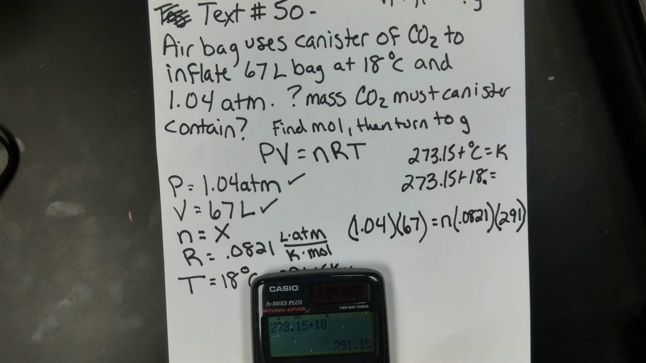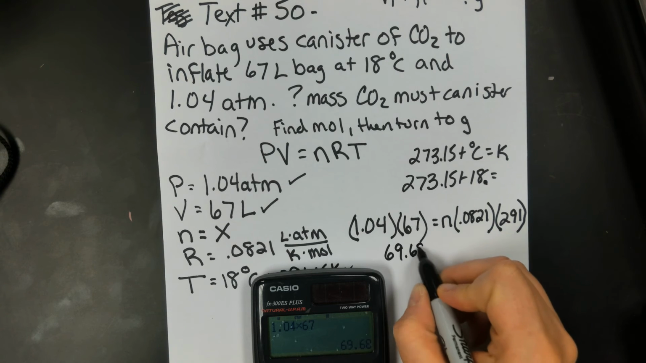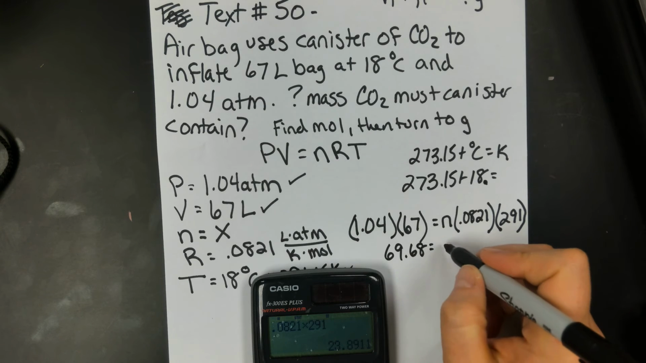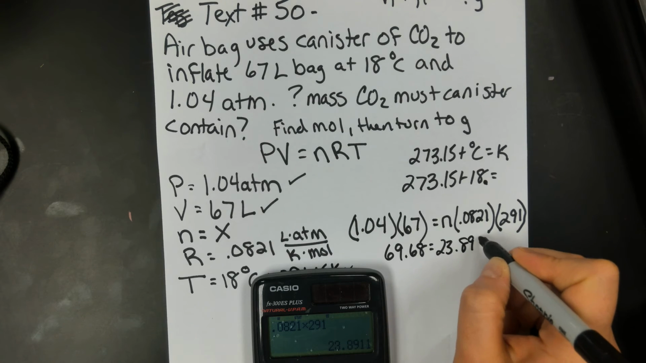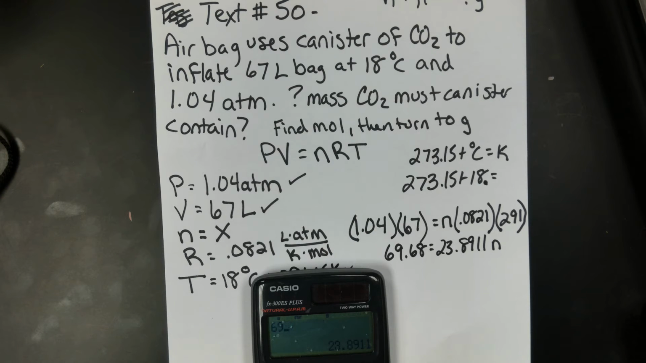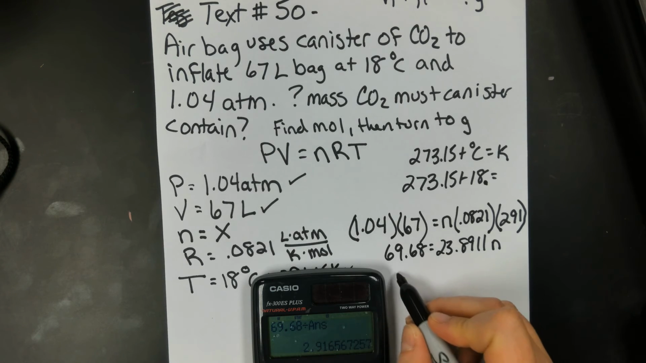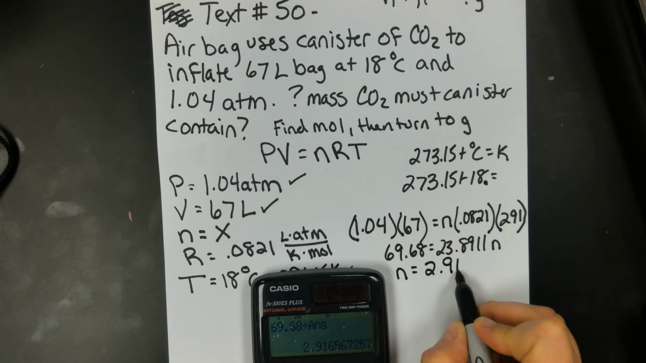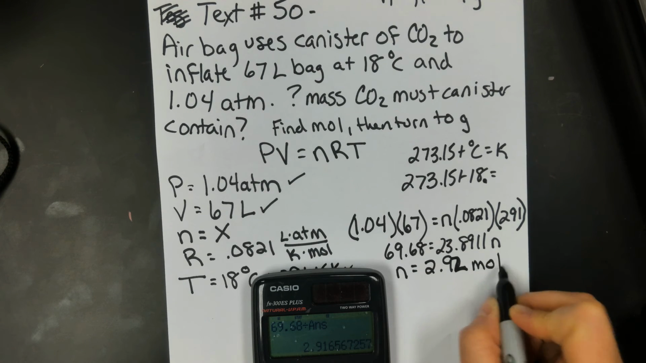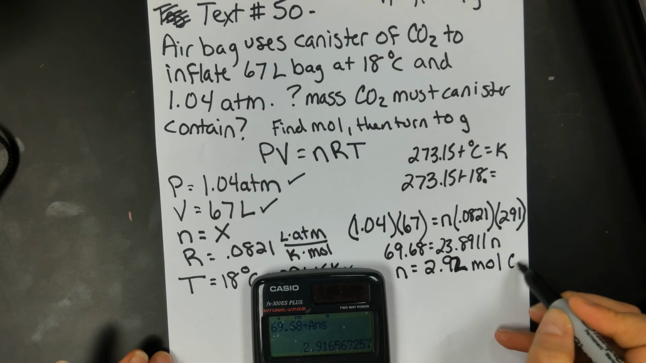So let's go ahead and solve this. So 1.04 times 67. This side is 69.68 equals 0.0821 times 291. This is 23.89 times n, right, or x, whichever one you'd like to represent it as. So then I take this 69.68 divided by that, and I get n equals 2.91. We'll end it at 2.92. How about that? 2.92 moles. And what is our gas? CO2? Moles of CO2. Perfect.